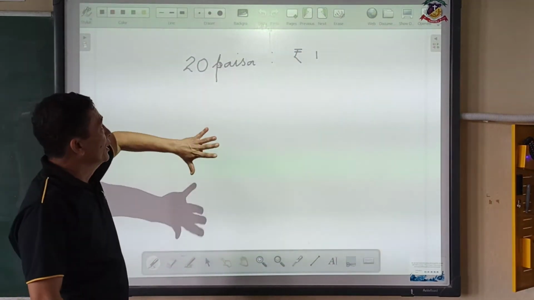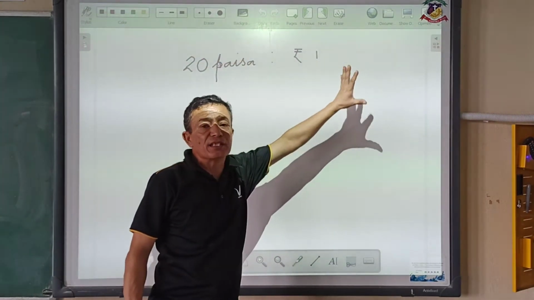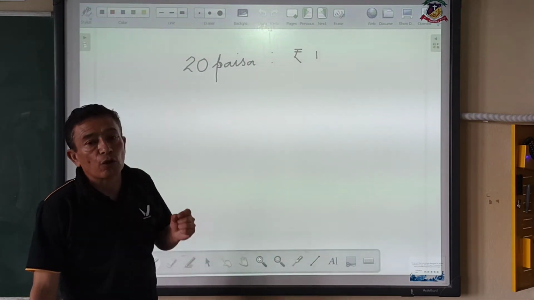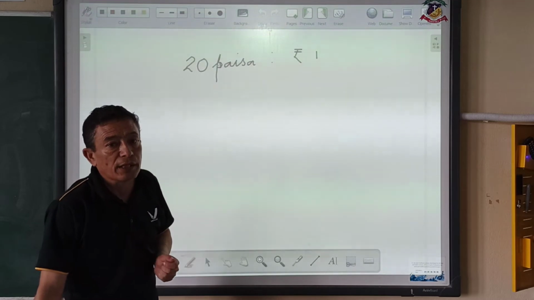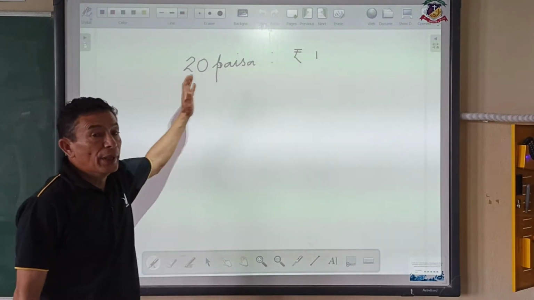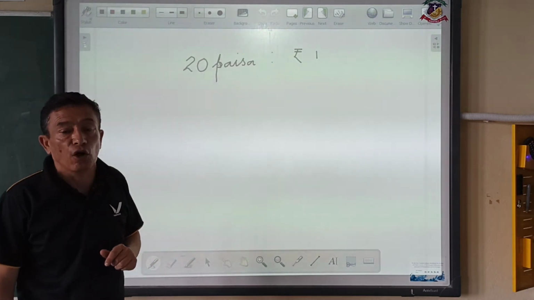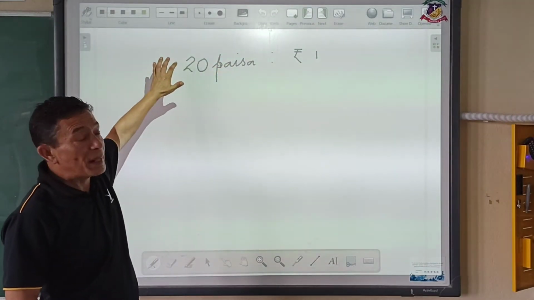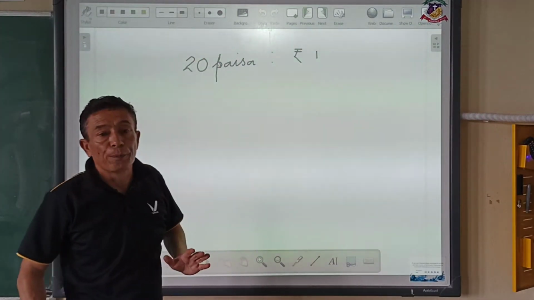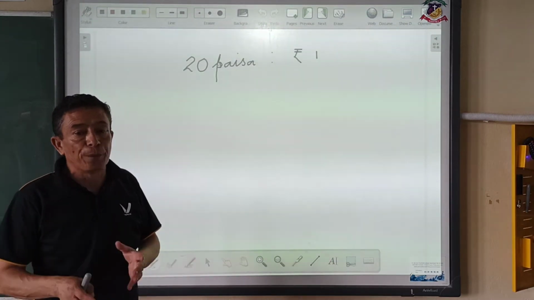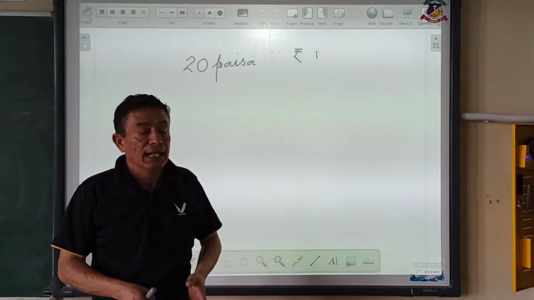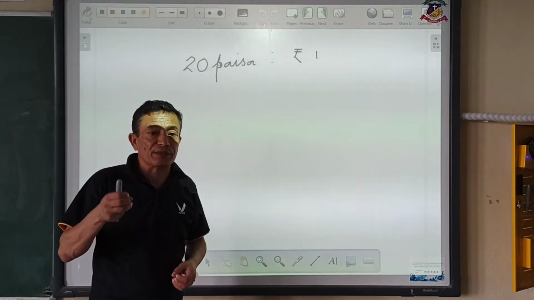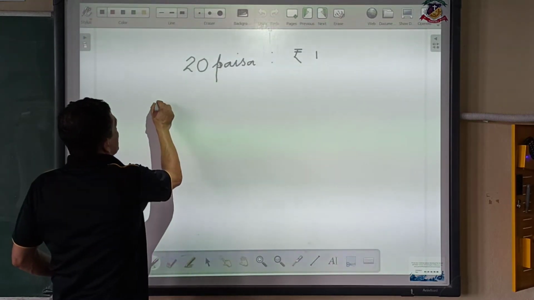Another ratio is given to us here: 20 paisa is to rupees 1. A very important thing to remember here is, whenever we are talking in terms of ratio, the units of both the antecedent and the consequent must be the same. But if you look at this, one is in terms of paisa and the other one is in terms of rupee. I will have to convert both of them into rupees or both of them into paisa. I have always told you, convert the bigger unit into a smaller unit. It always becomes easy.